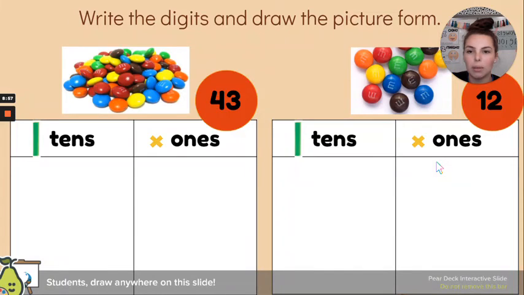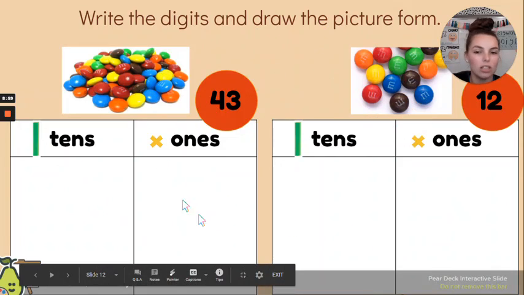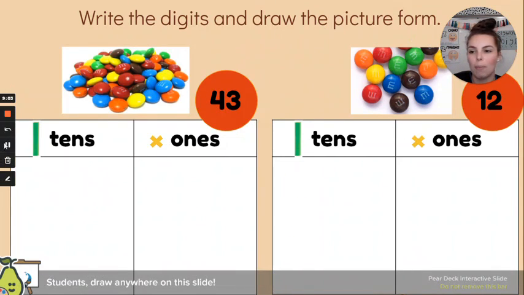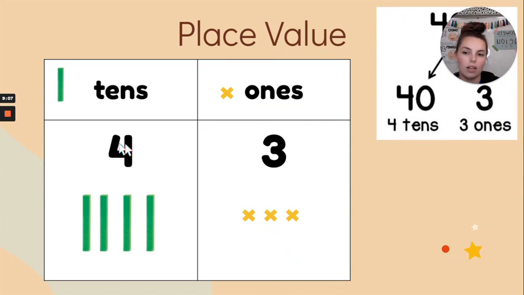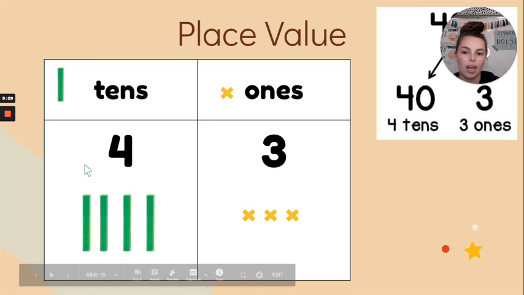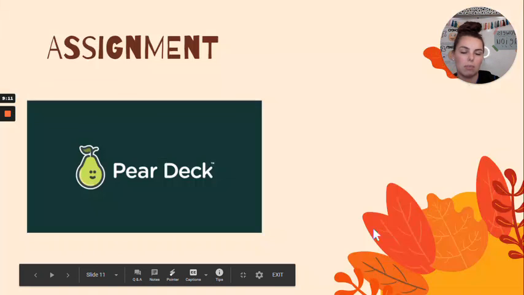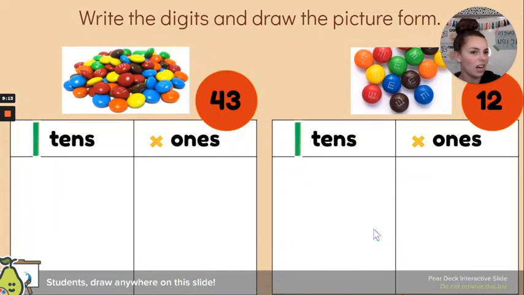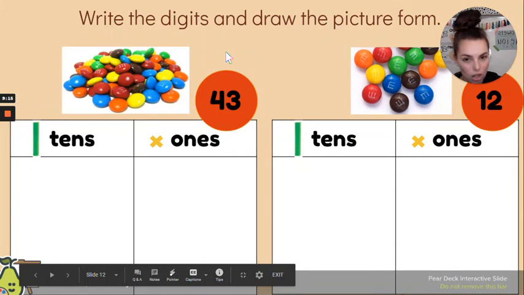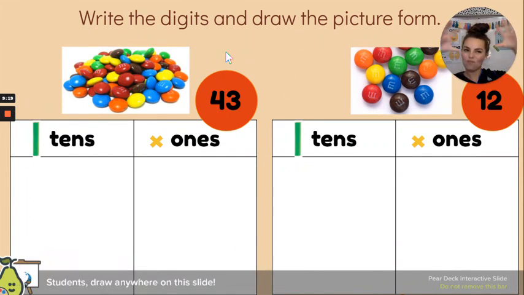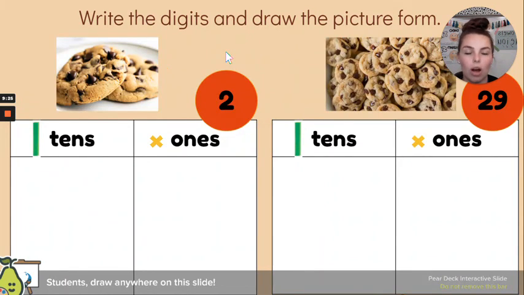So your assignment's on Pear Deck, and we did this in Zoom, so this should be easy for you. You're going to write the digits and draw the picture form, just like I showed you on this one. The digits are here and the pictures of the base 10 blocks. And then I also need you to circle which one is greater. What does greater mean? More. So you're going to have this one and this one to do on Pear Deck.